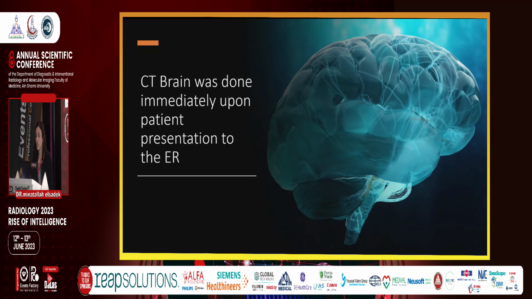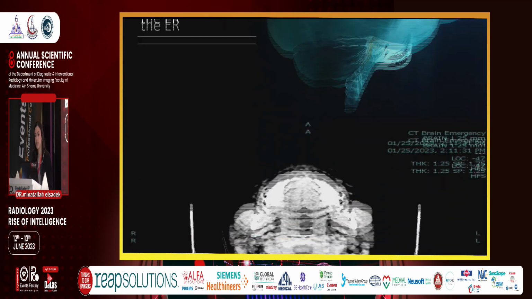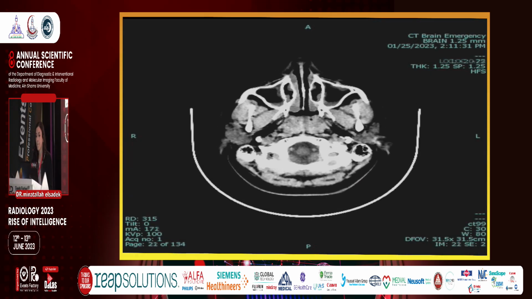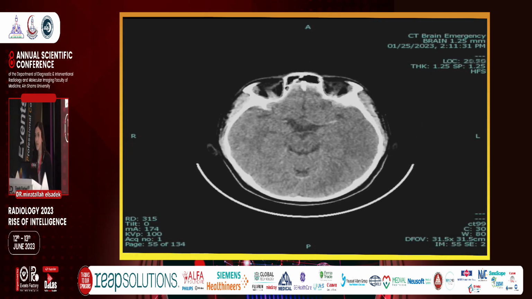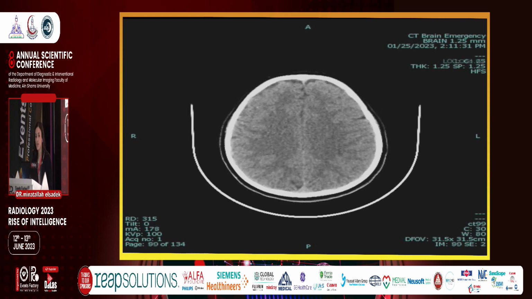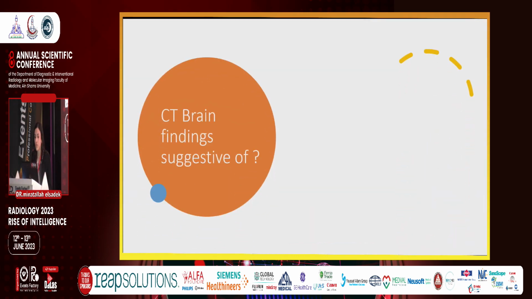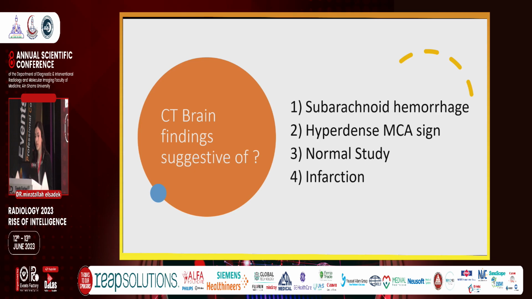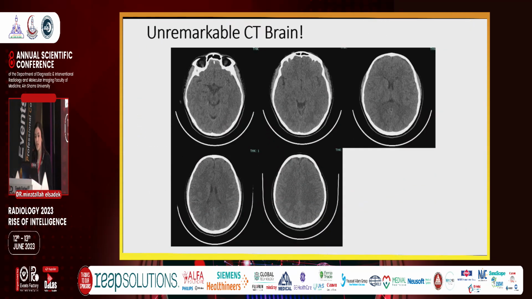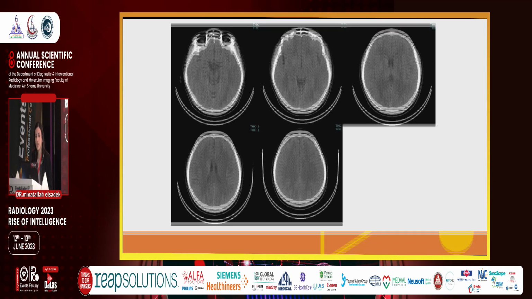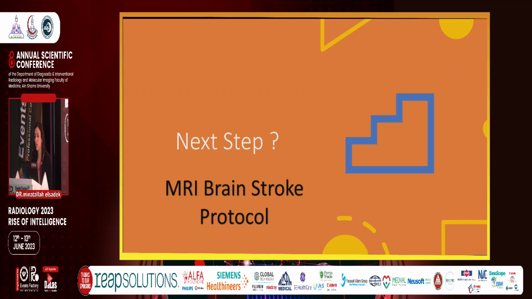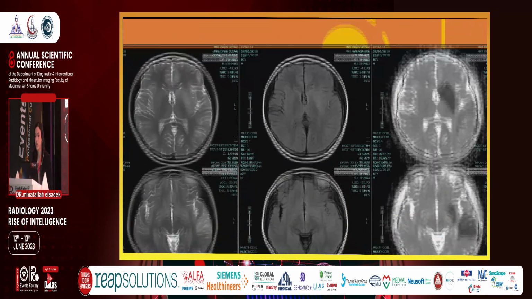To narrow our differentials, CT brain was done, so let's have a look together and try to spot any abnormalities. So what do you think of this CT brain? Is it suggestive of any of these findings, or is it a normal study? Okay, as it's evident, this is an unremarkable study. In such cases, our next step will be ordering urgent MRI brain stroke protocol.